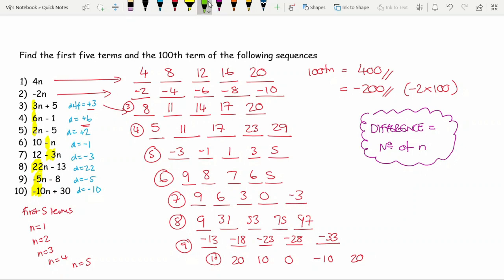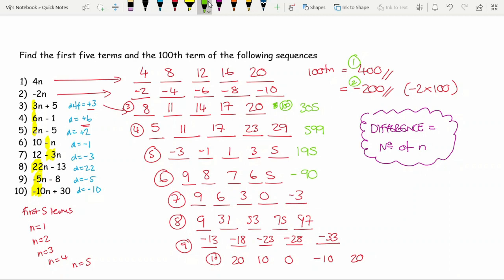So for question 1, this is the answer, and that's the answer to question 2. Question 3, the hundredth term, which I'll do in green, is going to be 305. For question 4, the hundredth term is going to be 599. For question 5, it's going to be 195. Question 6, it's going to be minus 90.